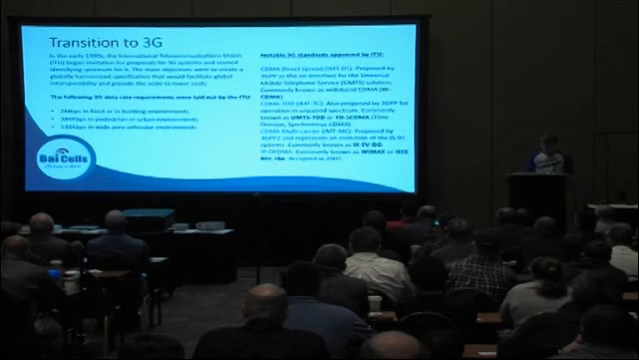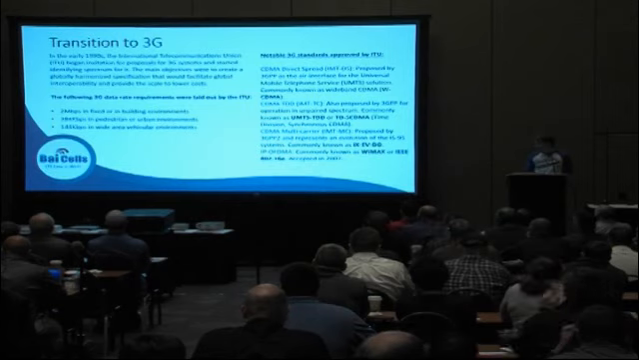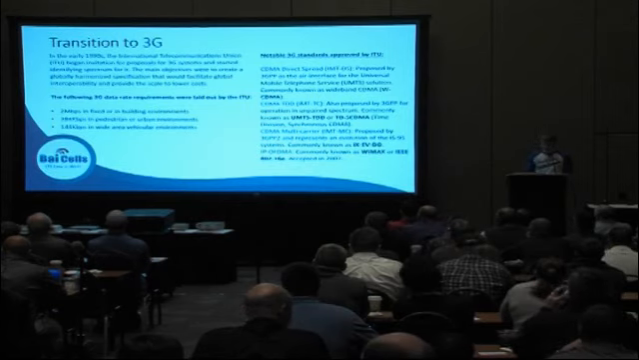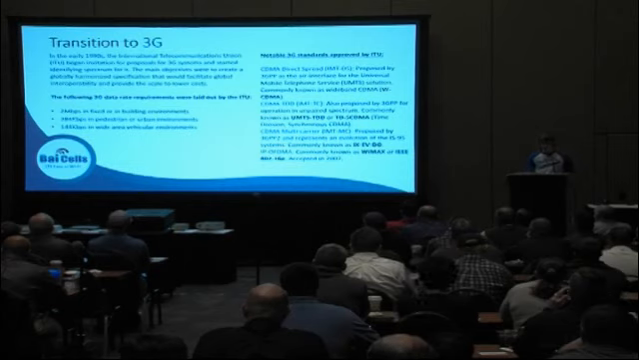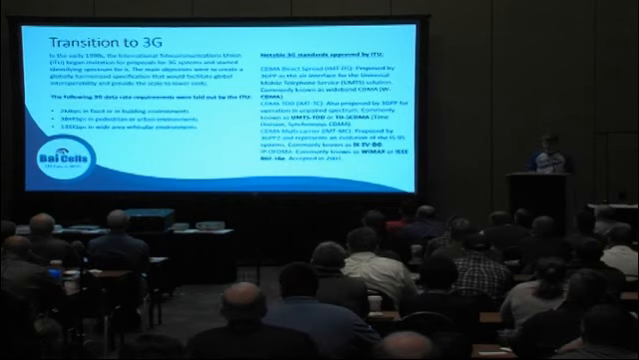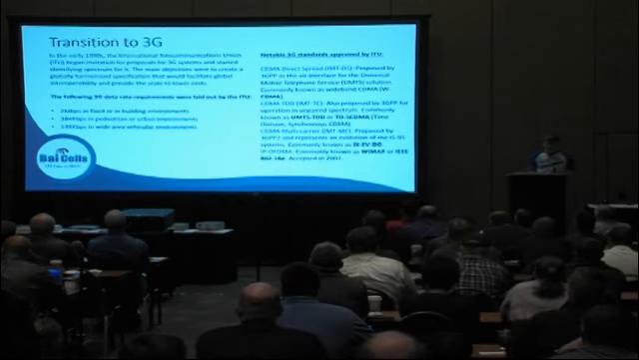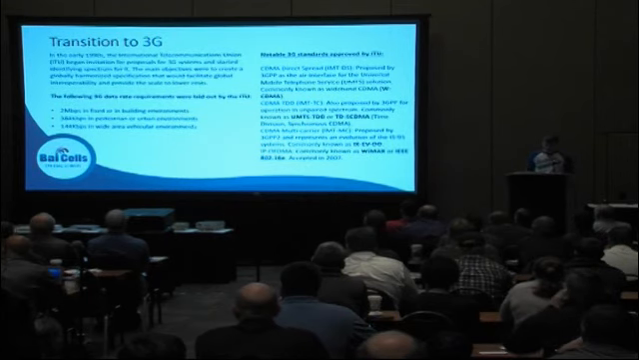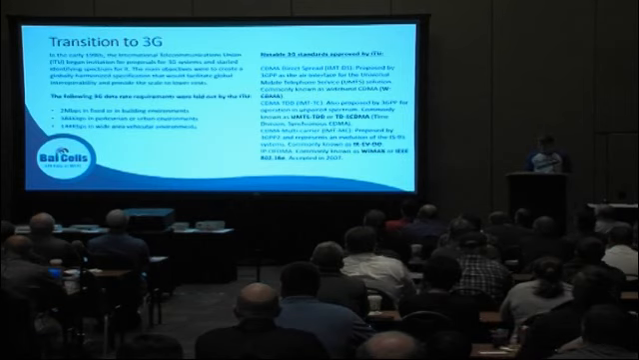The ITU wanted companies to submit proposals for 3G, and you can see the list here of what was finally approved. For 3G, they wanted fixed wireless to reach up to 2 megabits per second, and in a vehicle you could get 144 kilobits per second. These are the standards that eventually got approved.